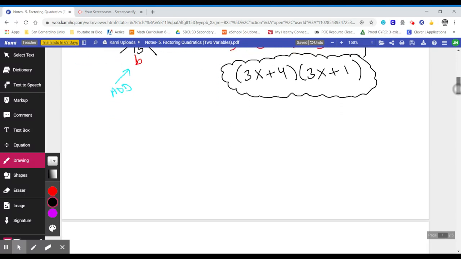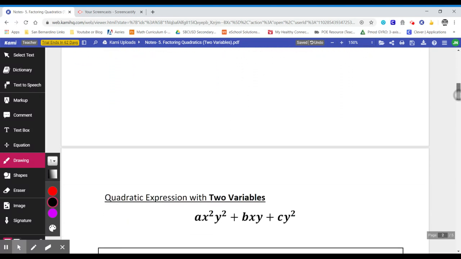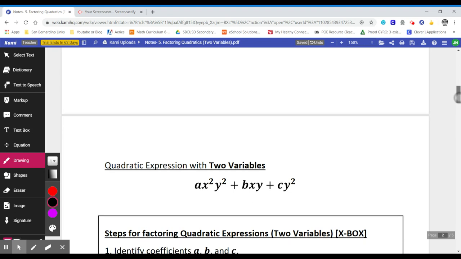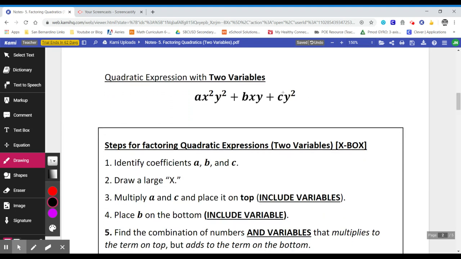So now let's talk about what happens if they give you two variables. If they give you something that looks like this in two variables, meaning instead of just having one variable, now they have an x and a y. So this time, instead of having the standard form as you usually have it, they give you something like this, ax squared plus bxy plus cy squared. And you're like, what? How do we do that?